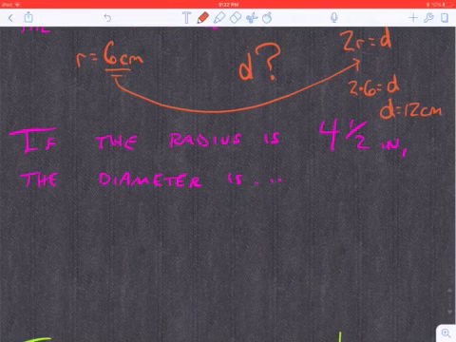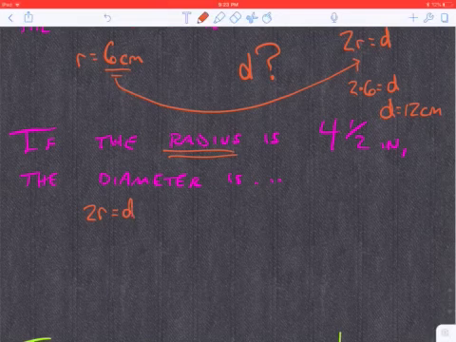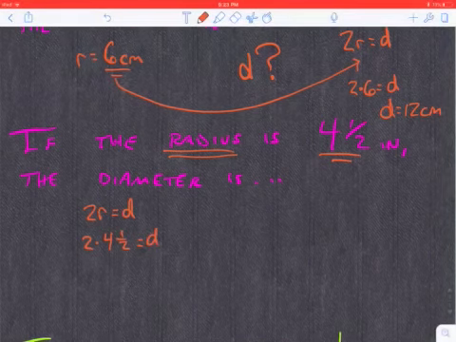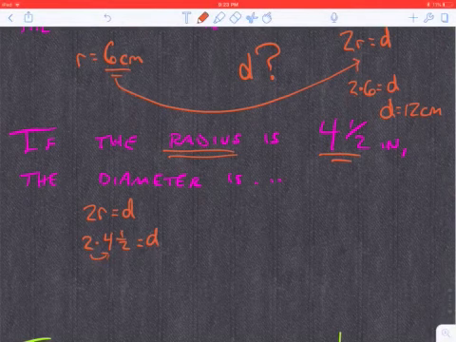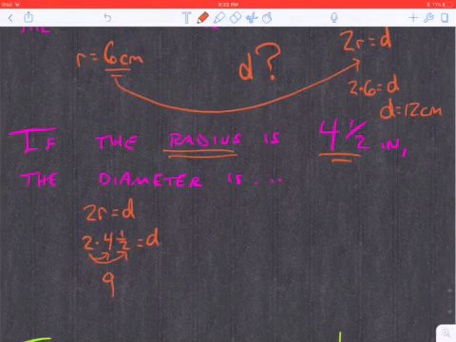Next one, we're going to set the same thing up. We're finding the diameter. We're given the radius. So we're going to say 2r, again, is equal to d. Notice I'm not plugging anything in until I actually write the original formula down here. Okay, so I have 2 times the value given of 4.5, which is equal to d. So I know 2 times 4 is going to be 8, and another half of 2 will be 1. So that 8 plus 1 is just going to be 9 equals d, or d equals 9.